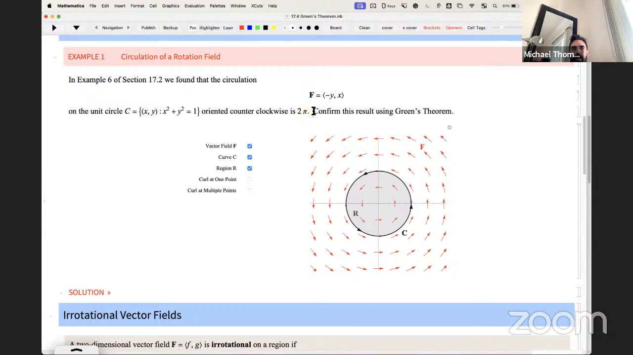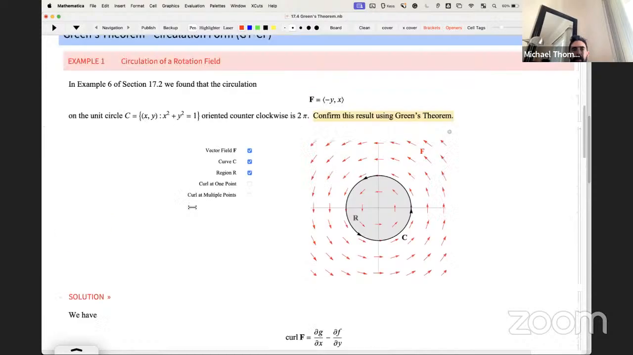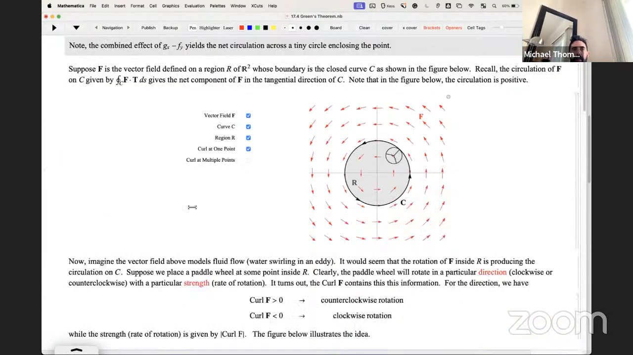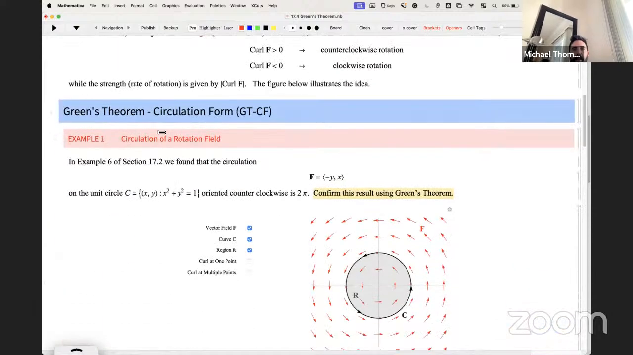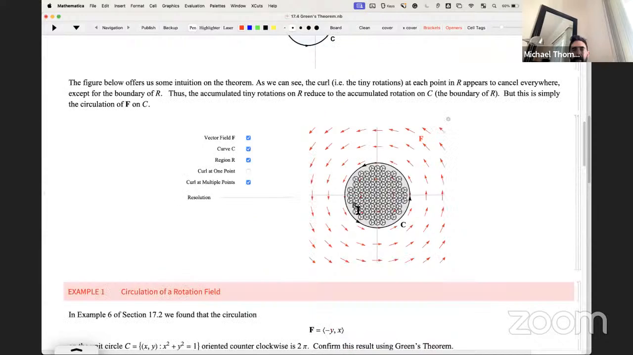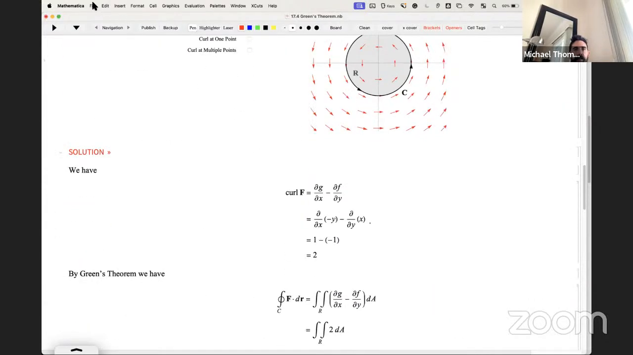So what we're going to do is confirm Green's theorem using this as an example. We've already done this side. We showed that it was 2 pi. So we're going to do the right side and show that we also get 2 pi.